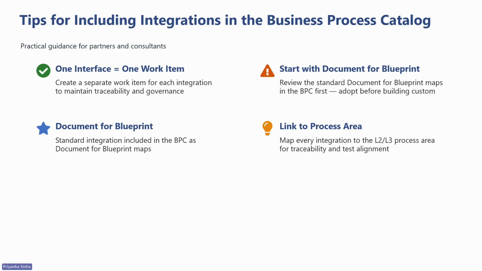Start with standard. Before you create a custom integration, check what is already in BPC. The dual write maps are there. Review them, scope them, and build custom when you need to fill gaps.